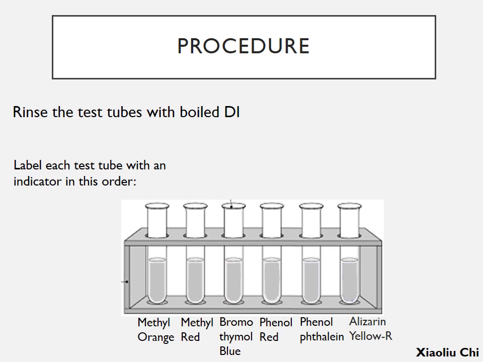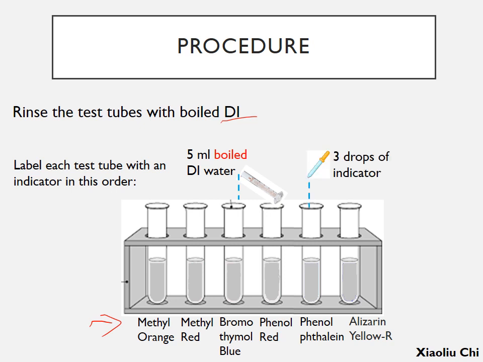After you finish testing the unboiled DI water, now you need to test the boiled DI water. First rinse the test tubes with boiled DI water, so you clean them. Then again, label each test tube with the indicators shown here. And now you add boiled DI water, 5 milliliters, into each of the test tubes.